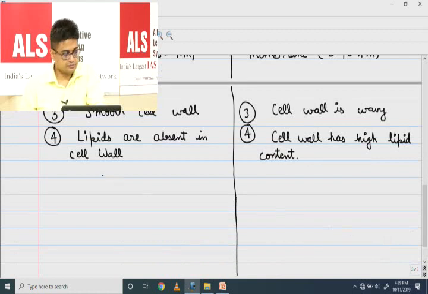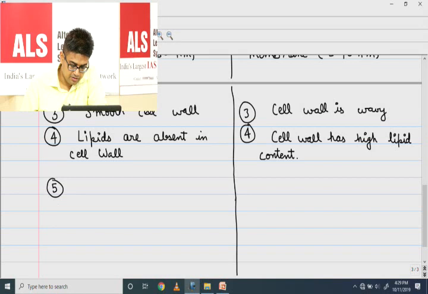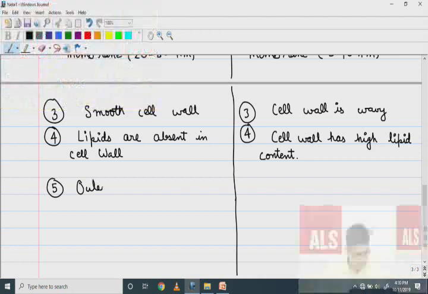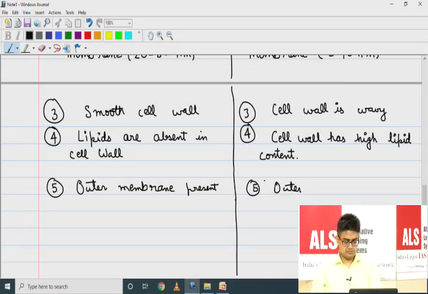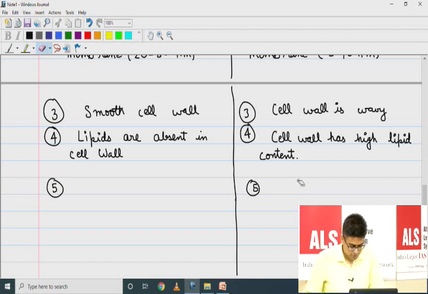Other than that, their cell wall has contents of teichoic acid. All right. They also have an outer membrane present. Here, outer membrane is absent. Wait a second. Outer membrane is normally not present. Do not write this. It's not always the case, so it's better we write other things.